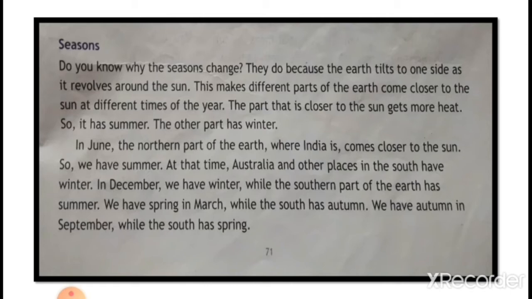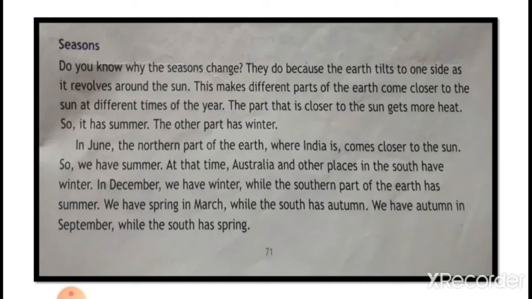Children, we have discussed and studied that the earth is not only rotating on its own axis but also revolving around the sun. So this makes different parts of the earth come closer to the sun at different times of the year. The part that is coming closer to the sun gets more heat, so that we have summer, and the other part which is away from the sun has winter.